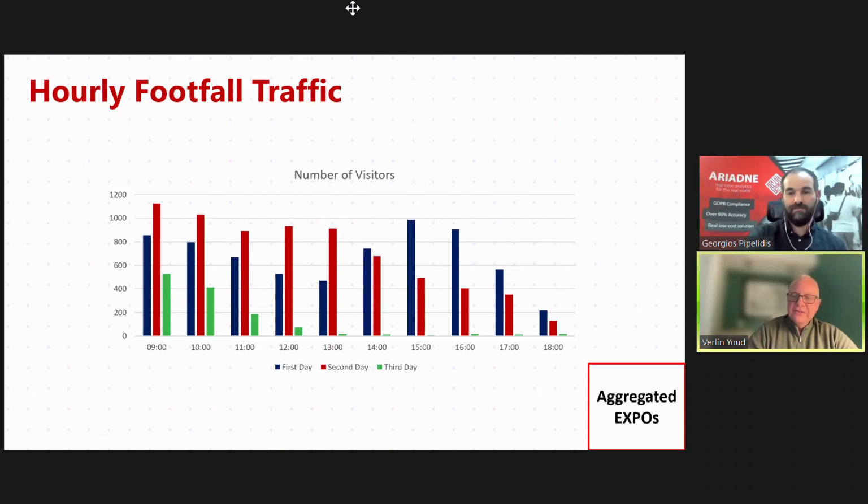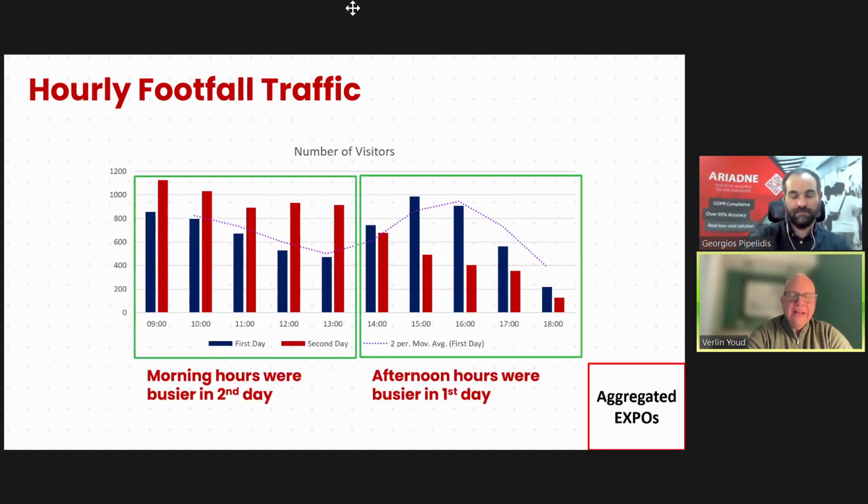Thank you, Georgios. The other thing we can do, going back to the exhibition data, is not just look at the total number of exhibitors per day. We can break it down by hour. In fact, the solution allows us to break it down into much smaller increments as well. But what you can see here is the comparison of first, second, and third day. And there are some interesting insights that pop out.